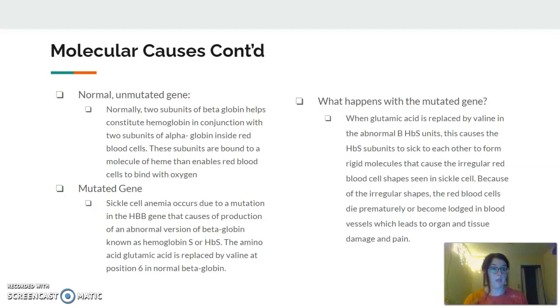When glutamic acid is replaced by valine in the abnormal hemoglobin molecules, this is what causes that sickle shape. And so the sickle cells, the red blood cells that are not disc-shaped anymore, are irregular, they're sticky, they stick together, they get lodged in blood vessels, and they also die prematurely. So this leads to all the systemic symptoms we see in people who have sickle cell anemia, which we'll get into in just a second.